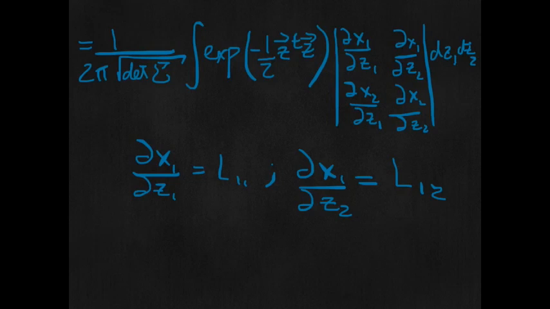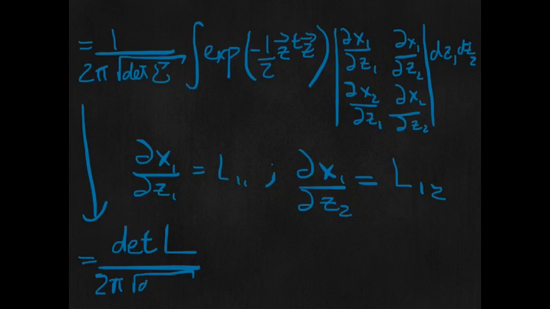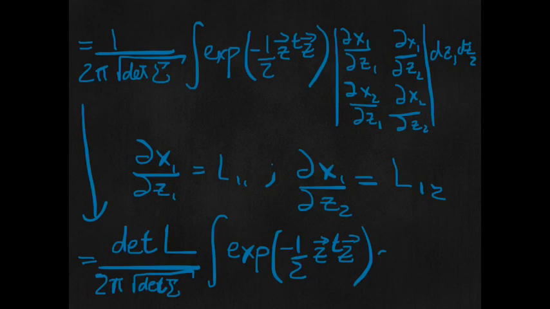And so coming down here, you can rewrite this integral as the determinant of L over 2 pi square root determinant sigma, integrated over e to the minus 1/2 z transpose z dz1 dz2.